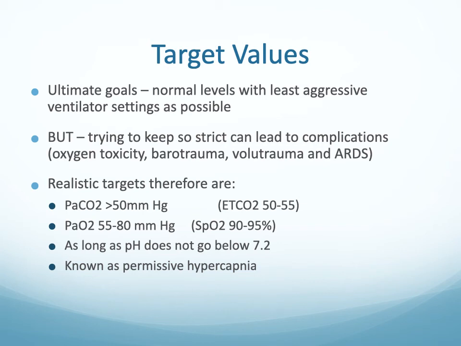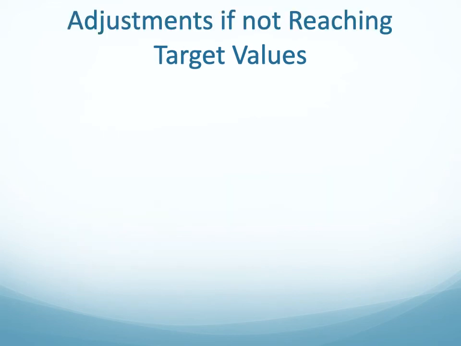this patient is considered at target levels. Now this process that I've just described is known as permissive hypercapnia, and that has been shown to reduce the incidence of acute respiratory distress syndrome, and also decreases the chances of death for a ventilated patient. So it's quite protective.